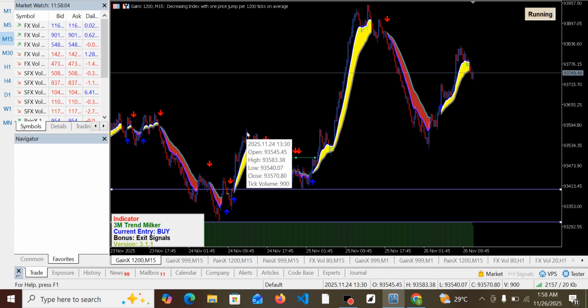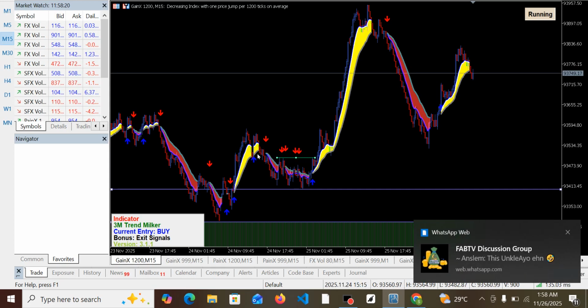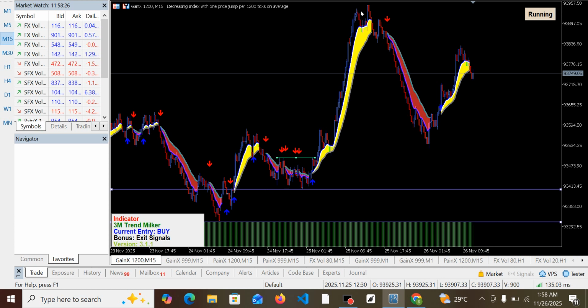It paused till it got to this region. At the pullback, of course, there will always be pullback because you don't expect it to follow a particular trend throughout without any pullback. Okay, there should be room for people to be wiped out. Okay, so that is it. Then it pulled back, went back up to break out from here, and of course, check it out. It got to this region.